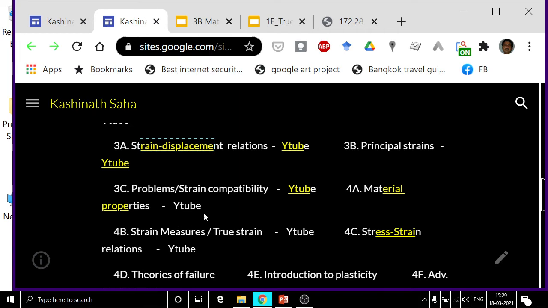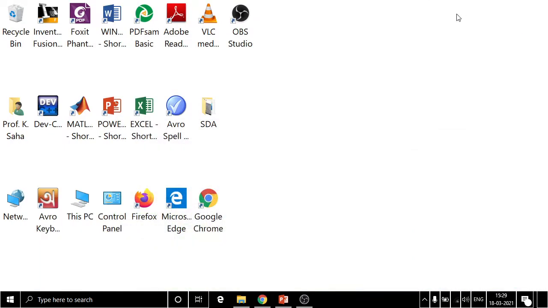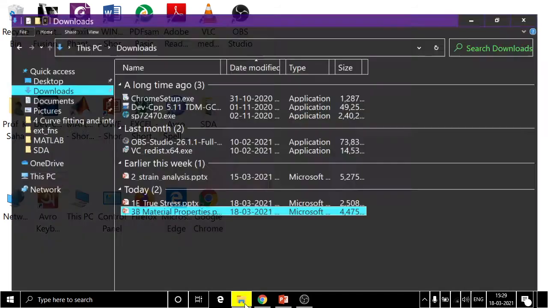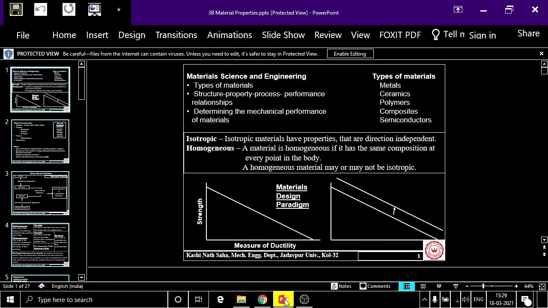So, here this is the slide, the first one we will be discussing. Now this particular slide is downloaded here. Let us go into the downloaded one. Let us open this particular slide first.